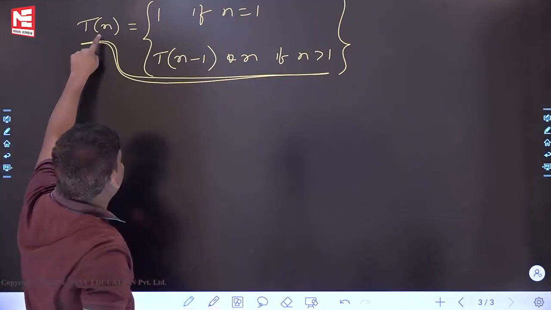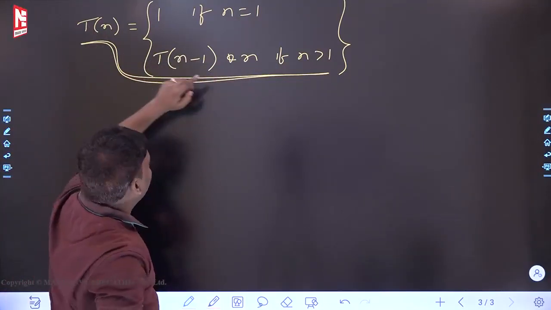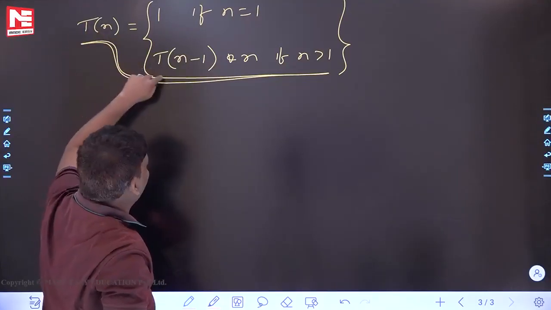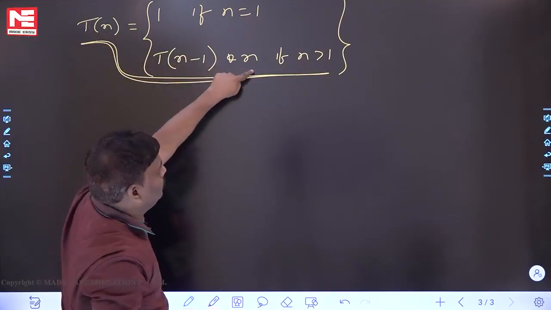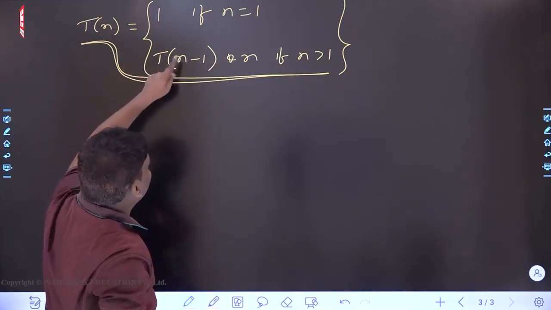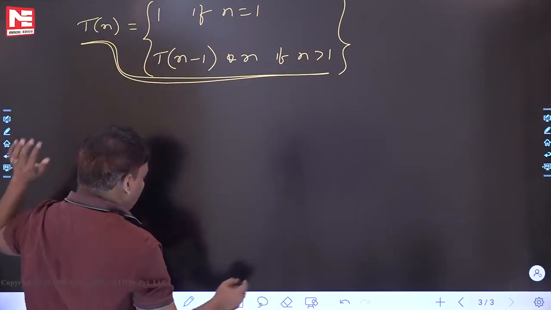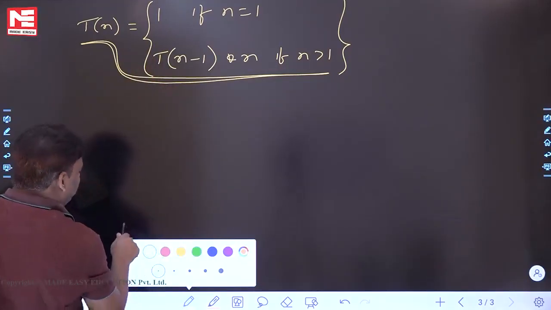Can you say what T10 is? T10 is equal to T9 into 10. What about T100? T100 is equal to T99 into 100. Last one, what is T2? T2 is equal to T1 into 2. If you are really comfortable, then start the actual story. What is the actual story?